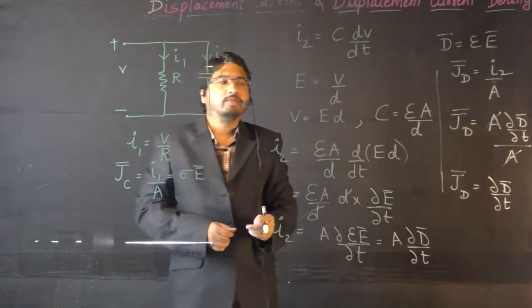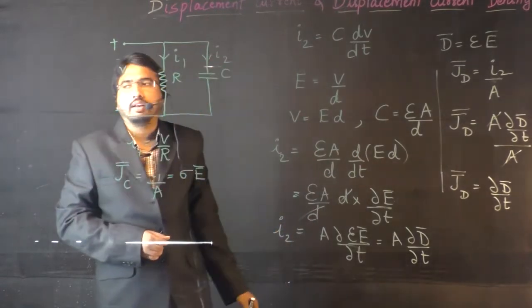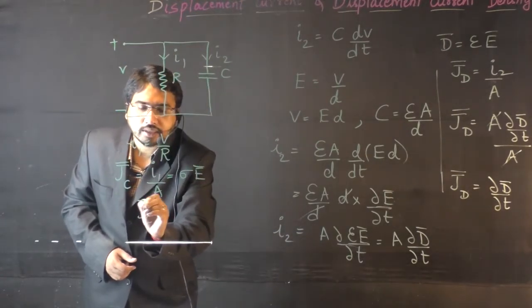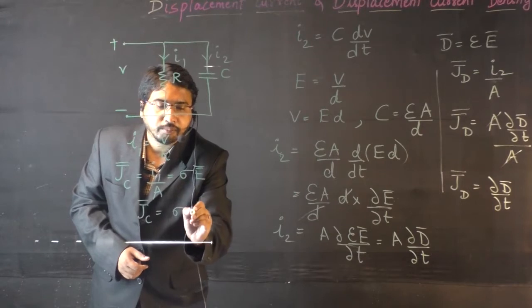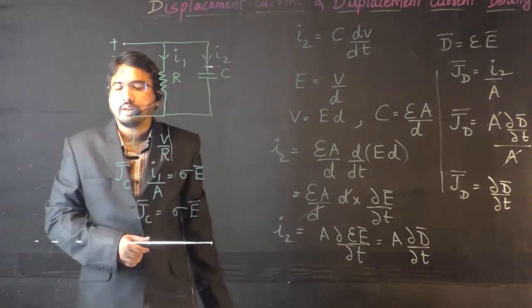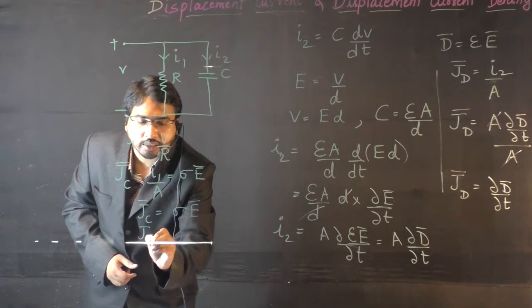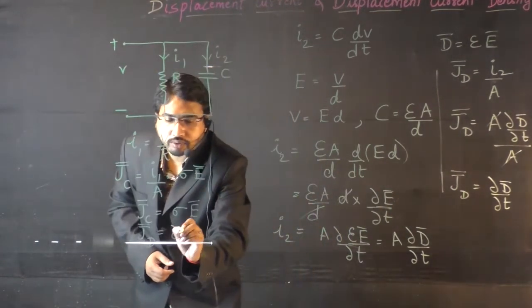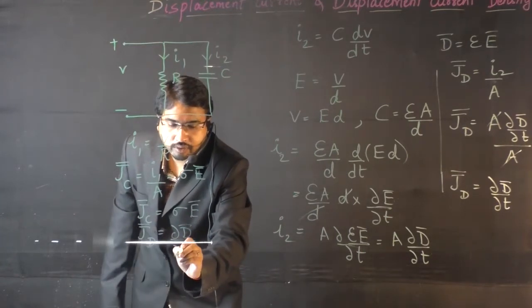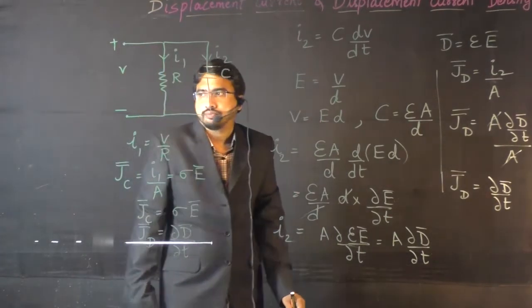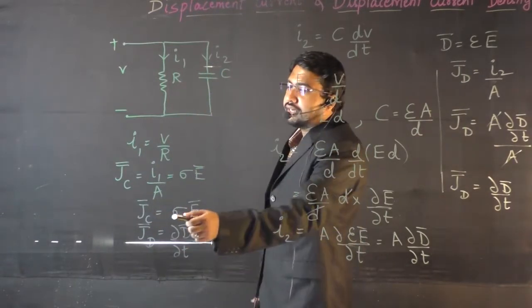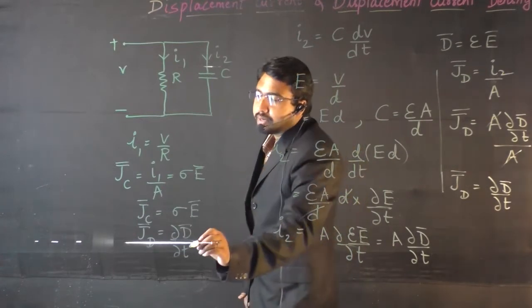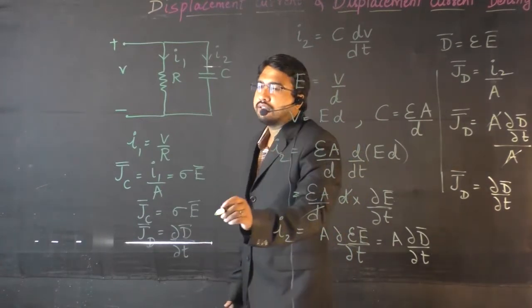So from these derivations, what are the final conclusions? The final conclusions are that conduction current density Jc is equal to sigma E bar. This is one formula. And displacement current density Jd bar is equal to, what is the formula? Jd bar is dou D bar by dou T. So conduction current density is sigma E bar, and Jd bar is equal to dou D bar by dou T. So these are the final expressions.